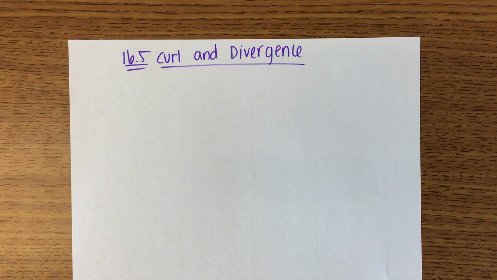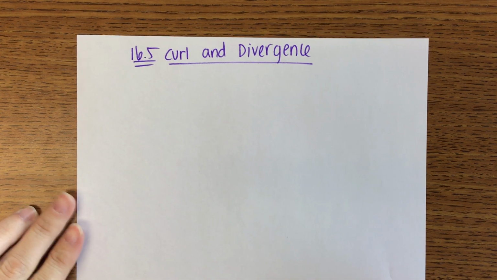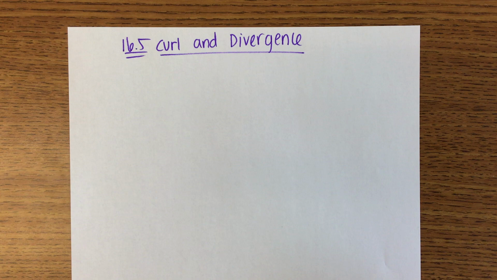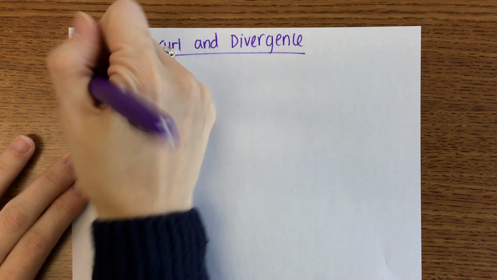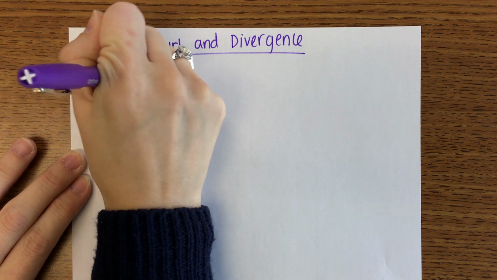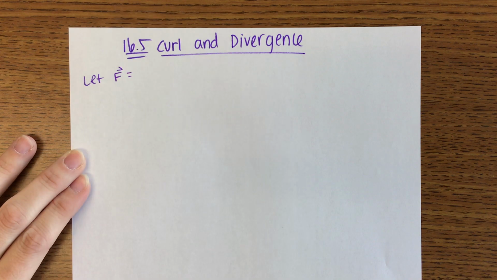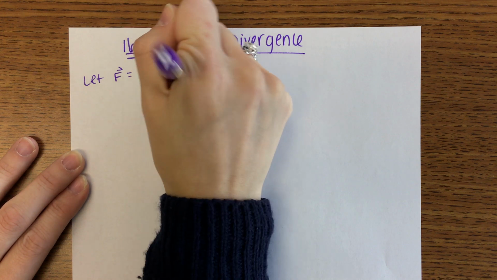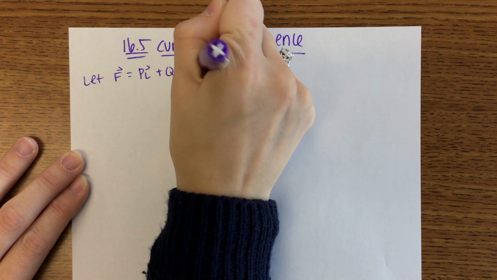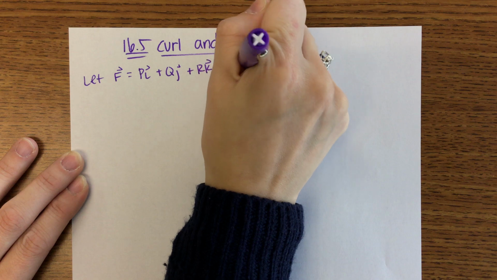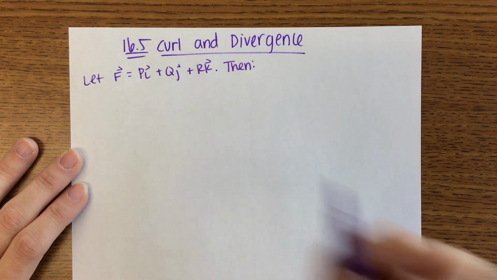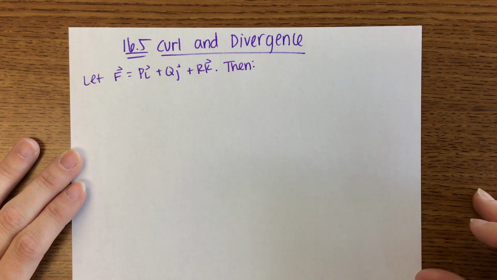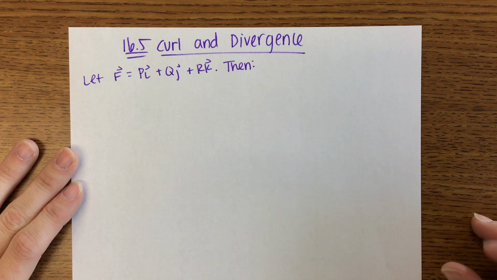Okay, we're going to talk about curl, how to compute it, a few properties of it, some theorems related to curl, and then we'll talk about divergence. Let's consider the vector field F, and let's say that F is defined by P times i plus Q times j plus R times k. In this case, P, Q, and R are functions in terms of x, y, and z.